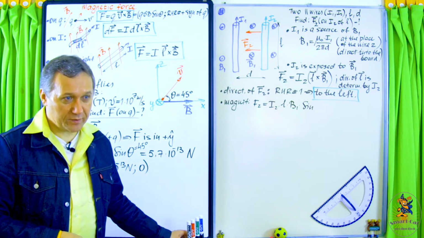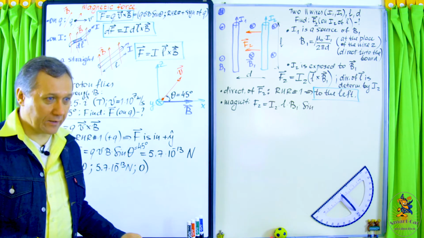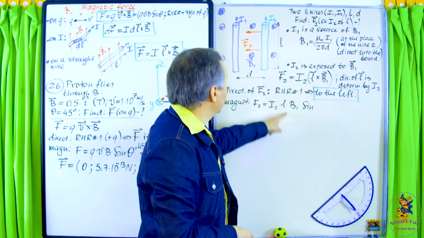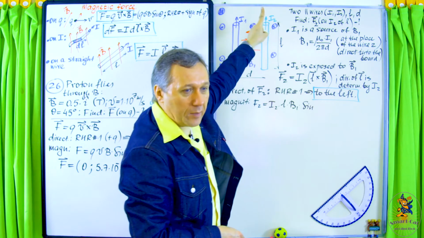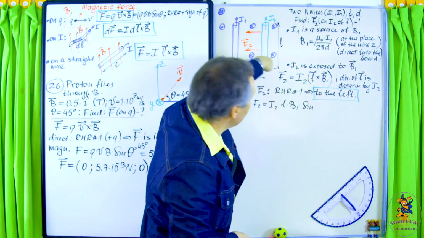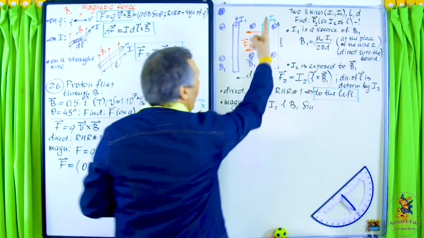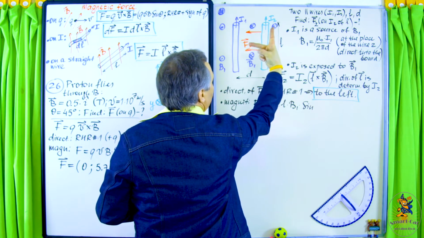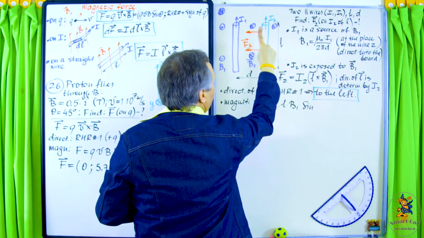Look at the picture carefully. Which angle is the correct angle? So the direction of L, it's the direction of I2. Direction of L is up. Direction of the magnetic field, B1, is into the board. So up and into the board, it's 90 degrees, right?